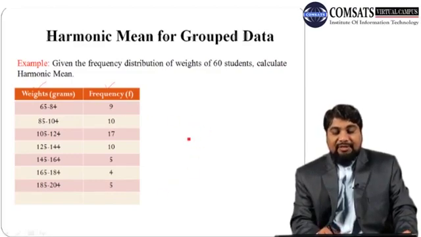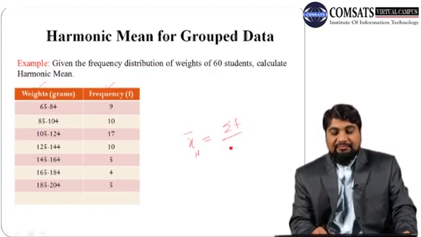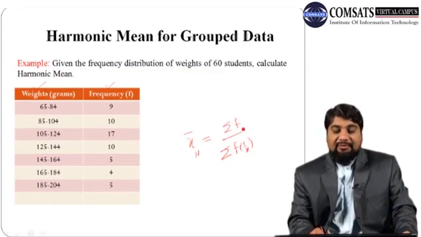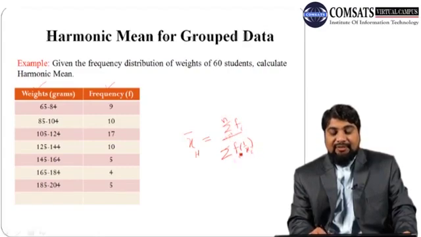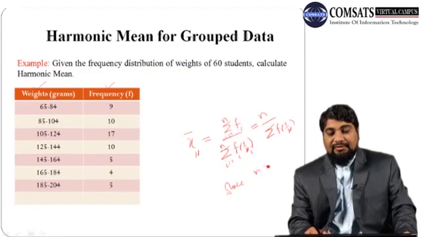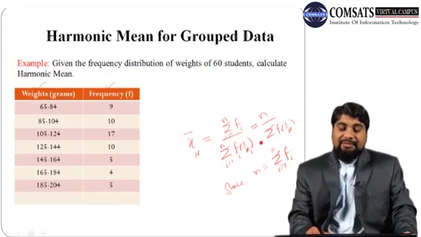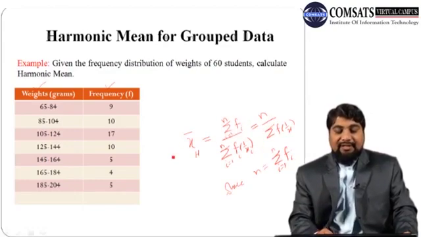So note that harmonic mean in case of grouped data is summation f whole divided by summation f into 1 over x. Or we can put subscripts as well. So i ranges from 1 to n, so fi over xi, where i ranges from 1 to n. Or we can also write it as n over summation f into 1 over x, where n is same as summation fi, where i ranges from 1 to n. So here is the formula for finding harmonic mean.